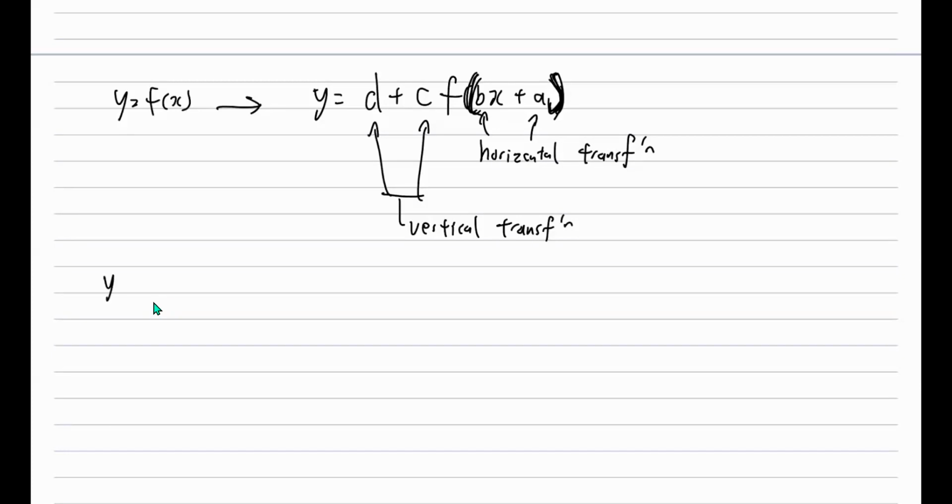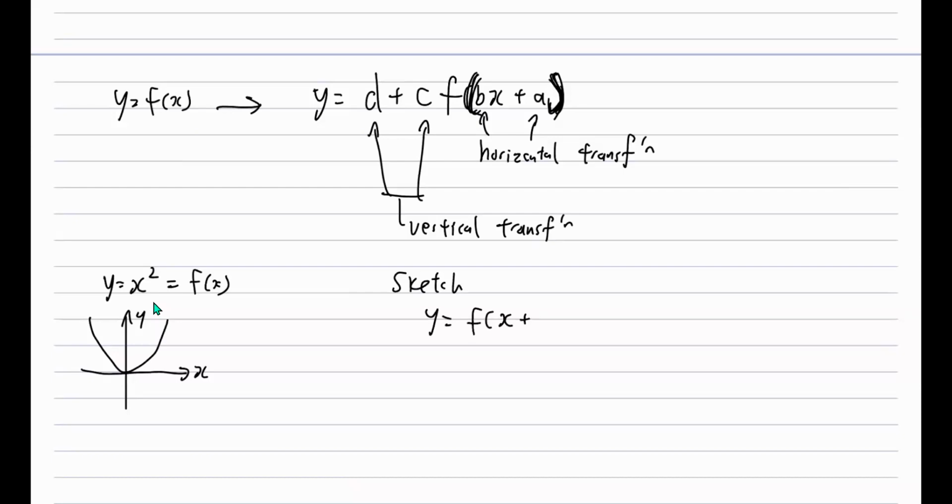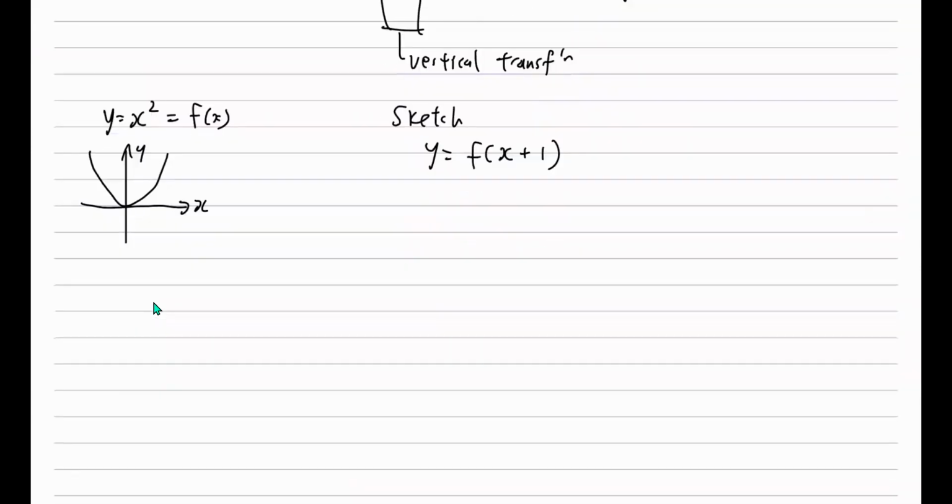So for example, let's start with y equals x squared. Here's how it looks. Let me just draw it in. Then what happens if I call it f of x, and I ask you to sketch y equals f of x plus 1? How would the graph look?